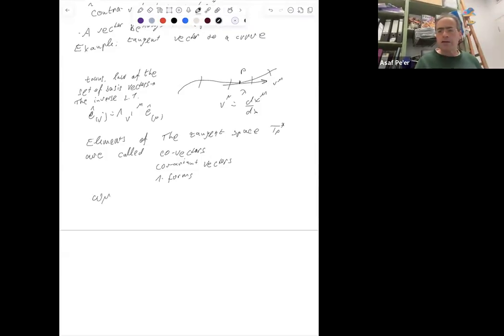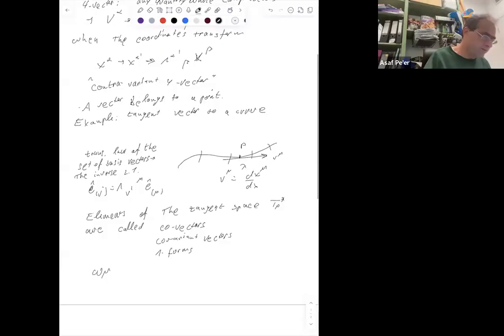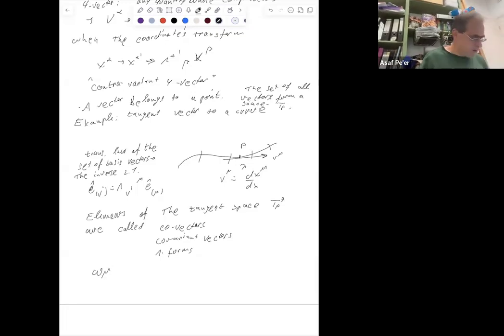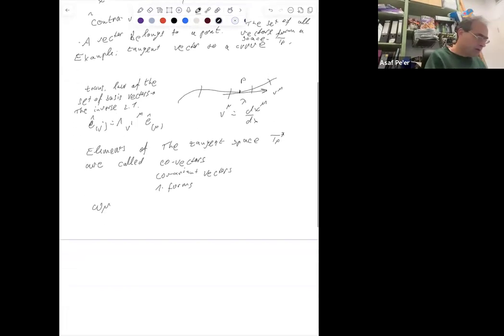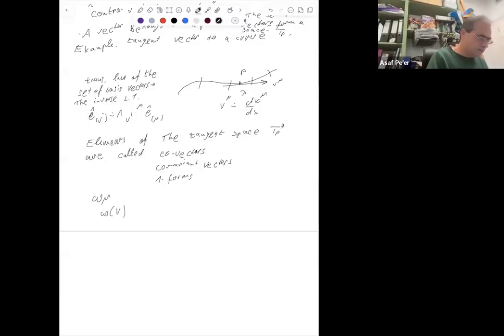And they belong to the dual space, basically, to Tp, which means Tp is the space in which all the vectors belong. The set of all vectors forms a space Tp. So omega mu, and omega that operates on V is just a real number, omega mu V mu, which belongs to R. We gave a few examples: row vectors and column vectors, and the gradient.